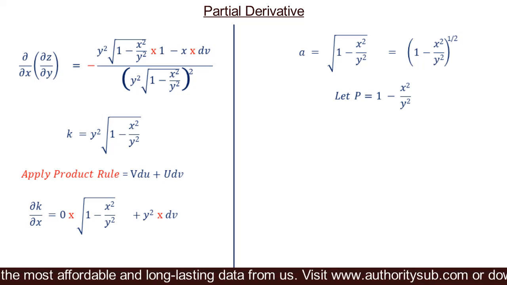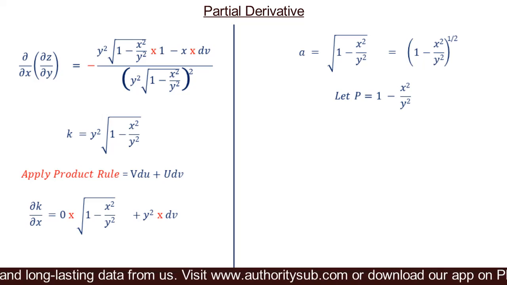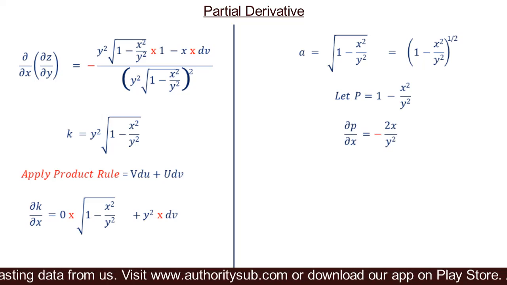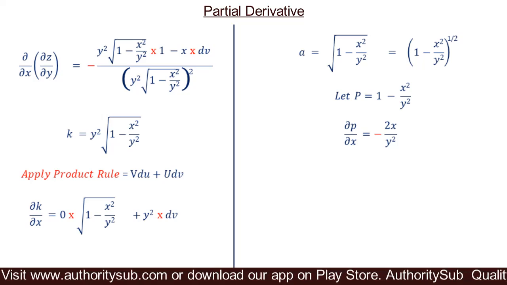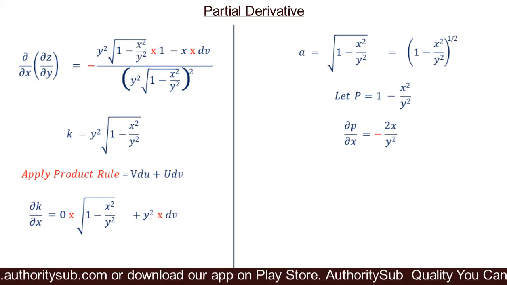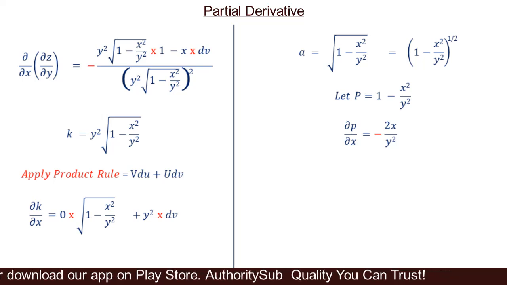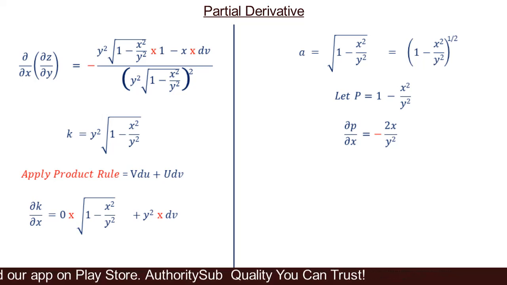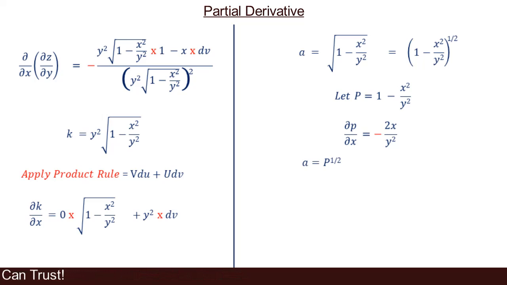We differentiate this p with respect to x. So differentiating this p with respect to x, we are going to have minus 2x all over y squared. Now, here we have a. a is equal to 1 minus x squared all over y squared, in bracket, raised to the power of 1 all over 2, right? And we said that p is equal to 1 minus x squared all over y squared. That means a is now p raised to the power of 1 all over 2. We differentiate a with respect to p partially.